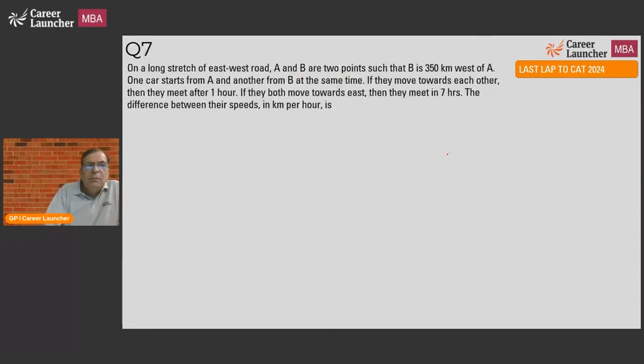Okay. Question 7. On a long stretch of east-west road, A and B are 2 points such that B is 350 kilometers west of A. I typically draw the figure as I go along. Okay, the distance is 350 kilometers. So that B is 350 kilometers west of A. So this is B, and this will be A.